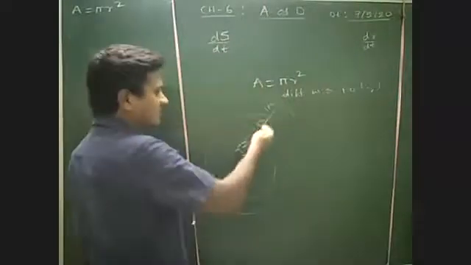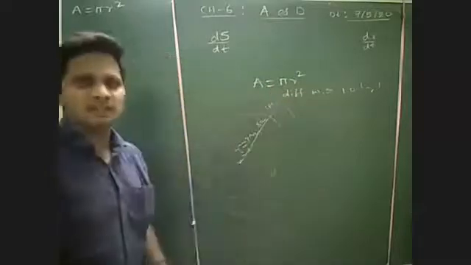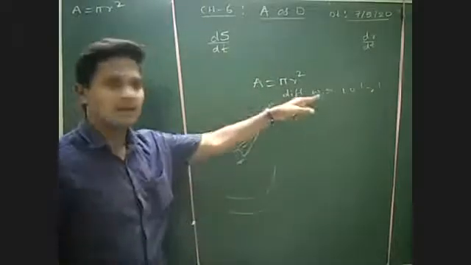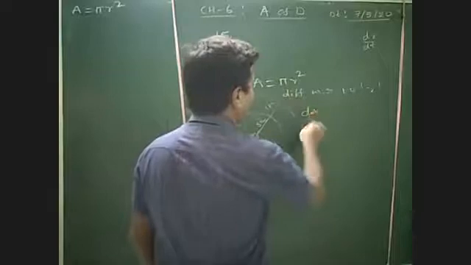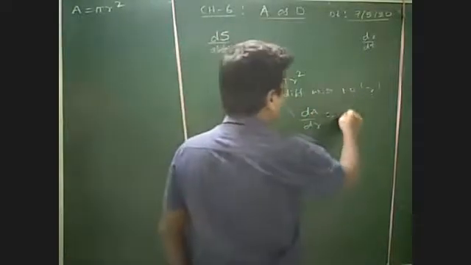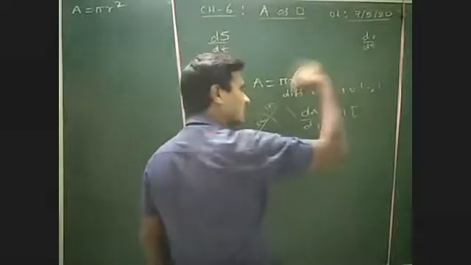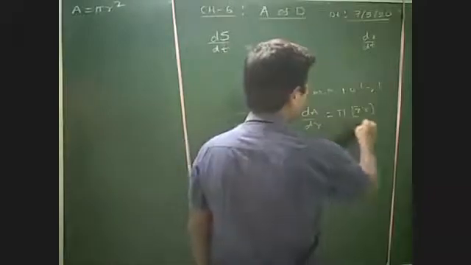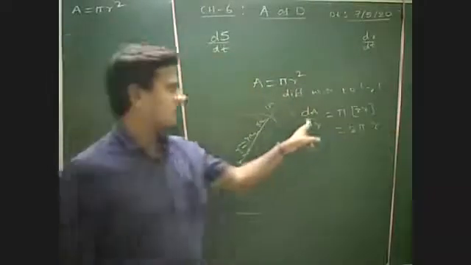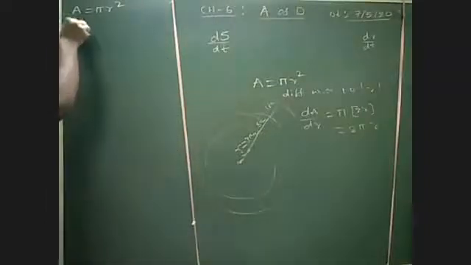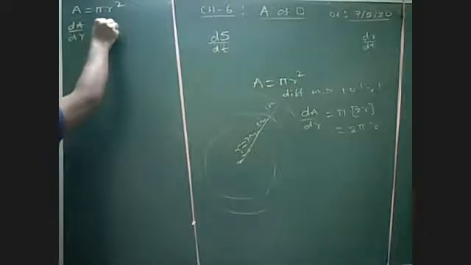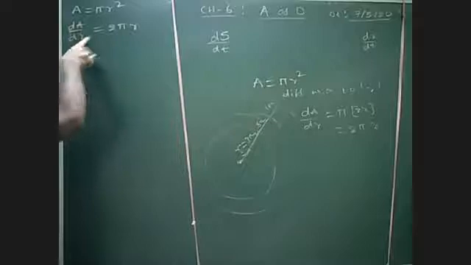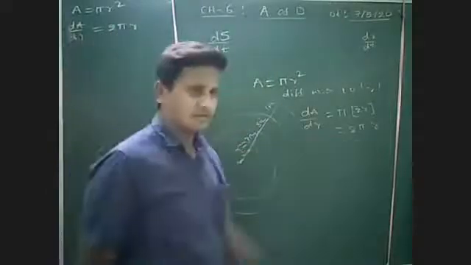Here the radius is changing, so its area also will change. Area as a function of r is pi r square. The rate of change of area with respect to r can be written as dA by dr, which is the derivative of pi r square with respect to r. The derivative of x square is 2x, so with respect to r square it is 2r. So we get 2 pi r. The rate of change of area with respect to radius is 2 pi r. This is one way.